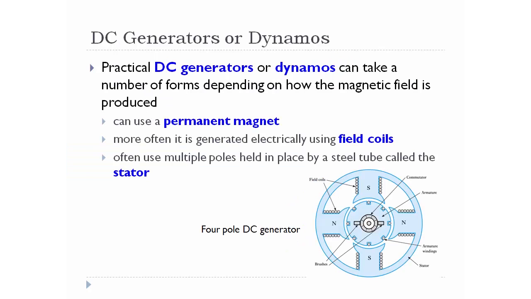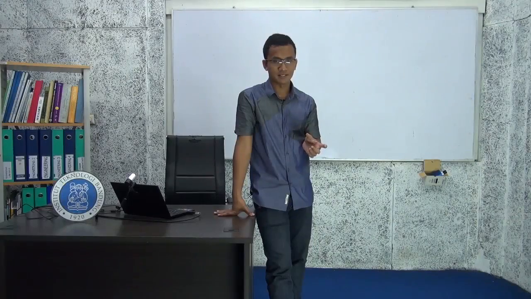Now the generators for DC, for direct current. We normally call it a dynamo. And I want to ask you, I'm not so sure whether you know about it or not. Do you know where the application of a dynamo is? Where do you normally see a dynamo? For older people, I believe they will know, but for you, I'm not so sure.